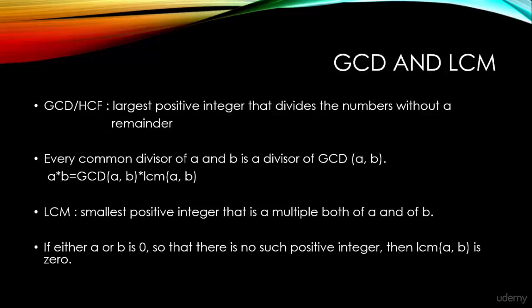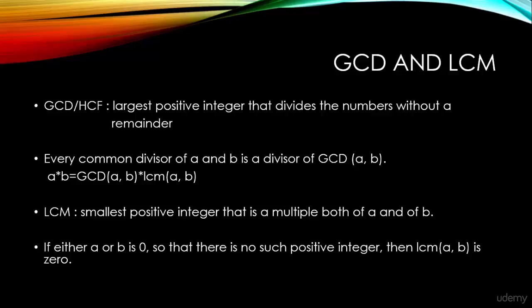GCD and LCM. GCD stands for greatest common factor or divisor. The greatest common divisor, also known as the greatest common factor or highest common factor of two or more non-zero integers, is the largest positive integer that divides the numbers without a remainder. To find the GCF, you will need to do prime factorization. Then multiply the common factors. Pick the lowest power of the common factors.